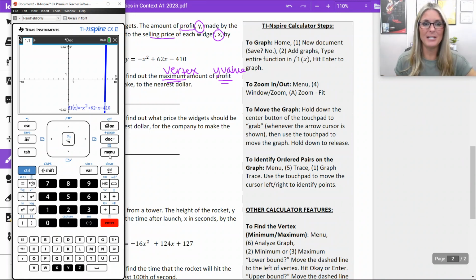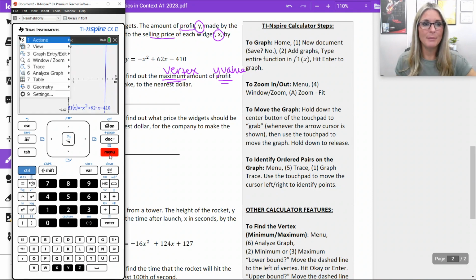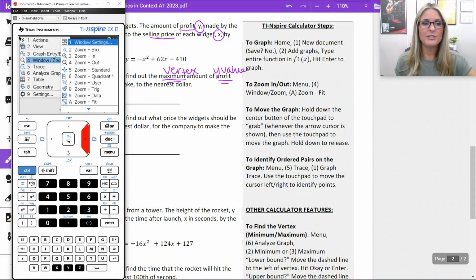Okay, so let's go to menu. Number 4 is window zoom. And here you do see that zoom in, zoom out feature. My favorite is zoom fit. Towards the bottom of the list, zoom fit.